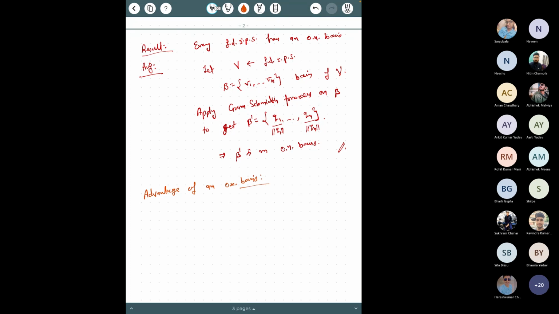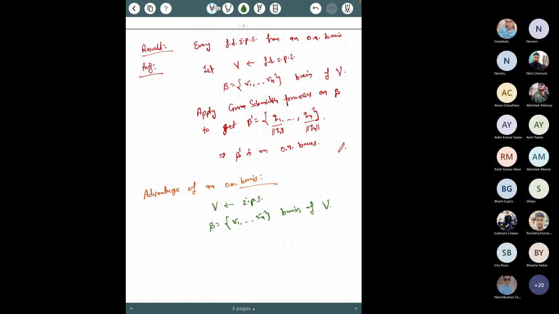So let's say we have an inner product space. Assume that it is finite dimensional. So that means let's say B is a basis of V. If V is an inner product space, that means it is a vector space together with an inner product defined on it. Since it's a vector space, it will have a basis. So let's say this B is a basis for V.